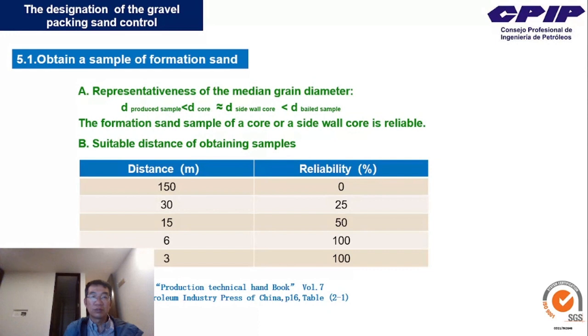B. Suitable distance of obtained samples. We can see the table. The distance is long. The longer the distance, the lower the reliability. So if we can get a nearby sample, that is the best.